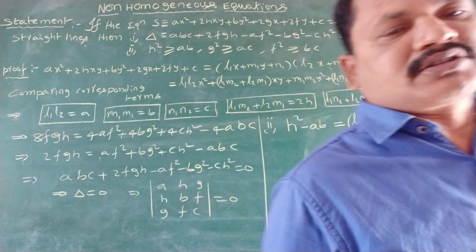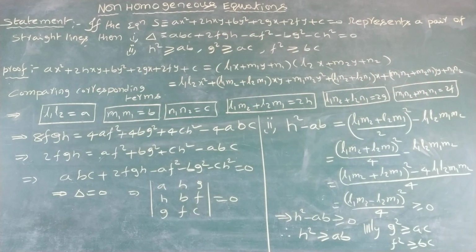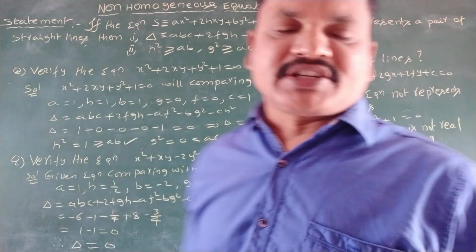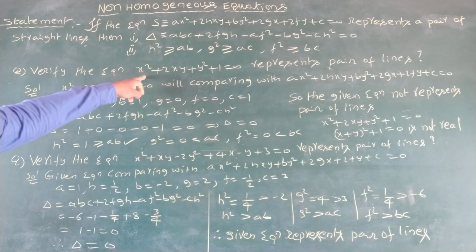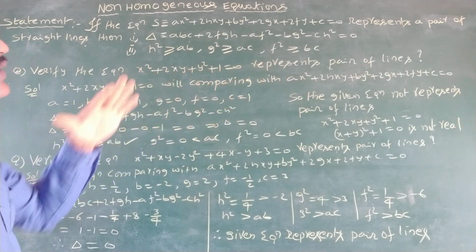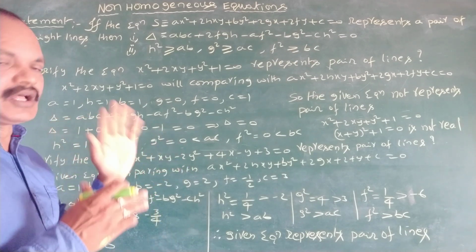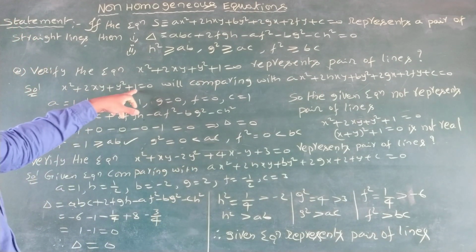Okay, write it fast. This is a very important theorem. Now we are going to the questions on the concept. The first question: verify whether the equation x square plus 2xy plus y square plus 1 is equal to 0 represents a pair of lines. Yes or no? So observe, x square plus 2xy plus y square plus 1 is equal to 0.